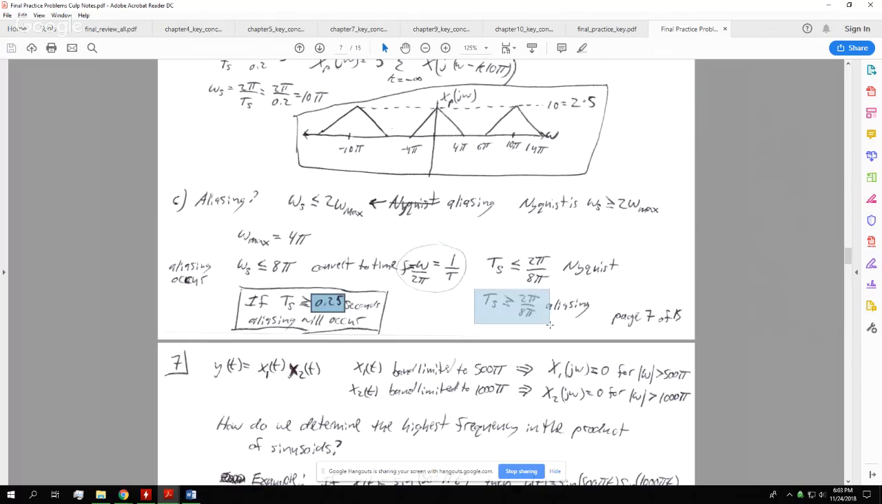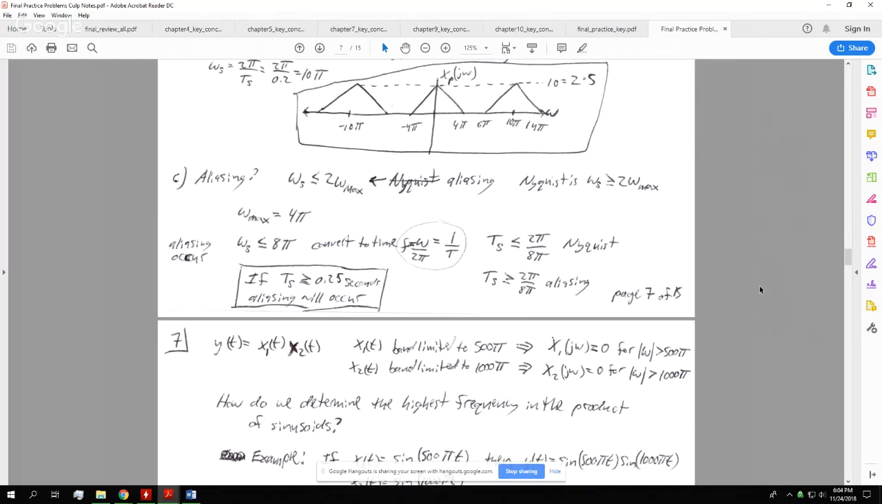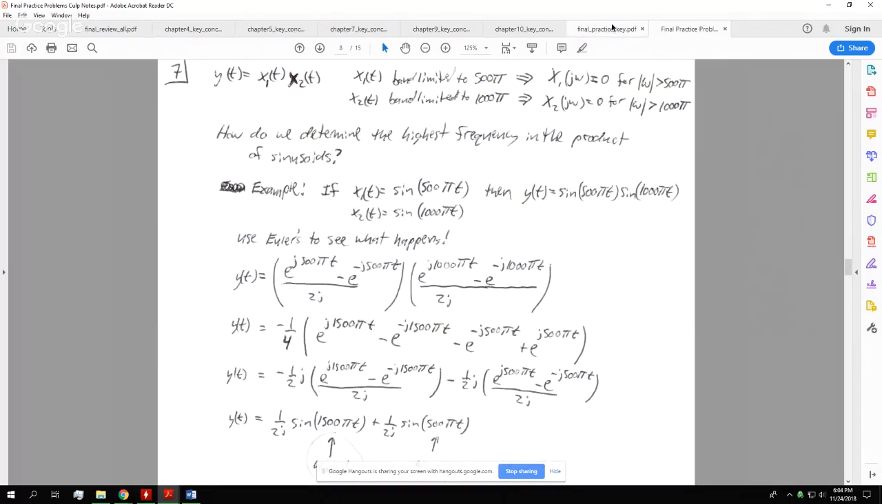So remember, we're talking about seconds. So this is our final answer. If our sample period, because time is a period, is larger or equal to 0.25 seconds, then aliasing will occur. So hopefully that makes sense. And that's number 6 in a nutshell. So now we're going to move on to number 7, and James will take it from here.